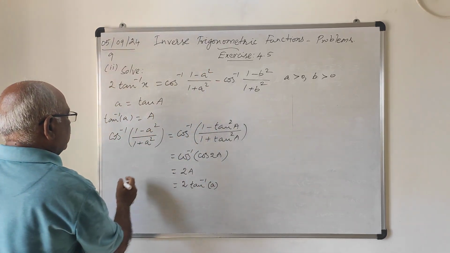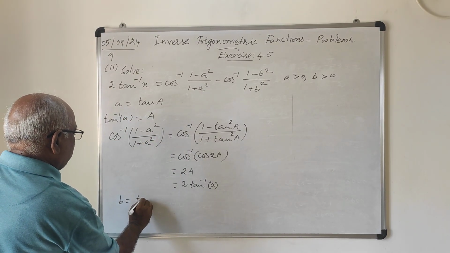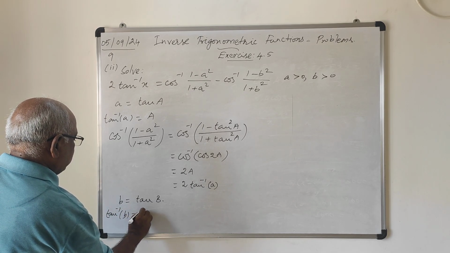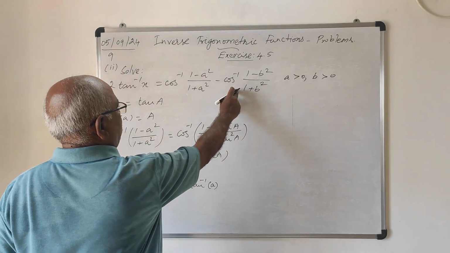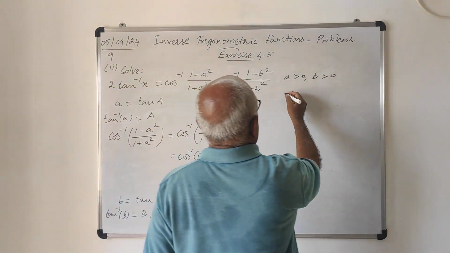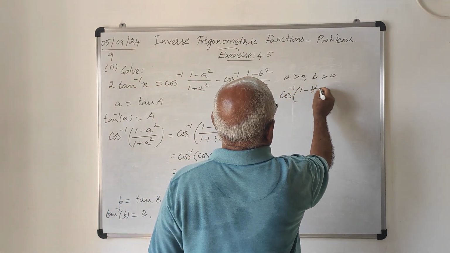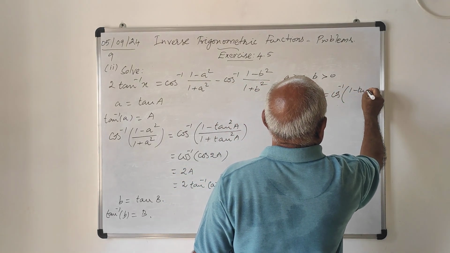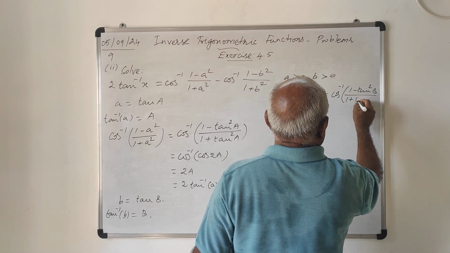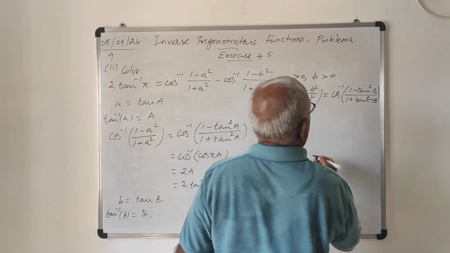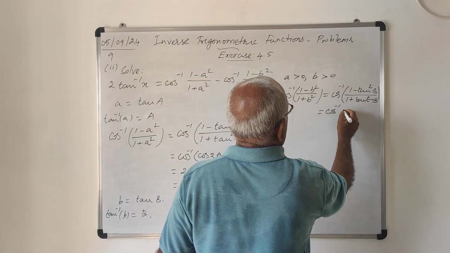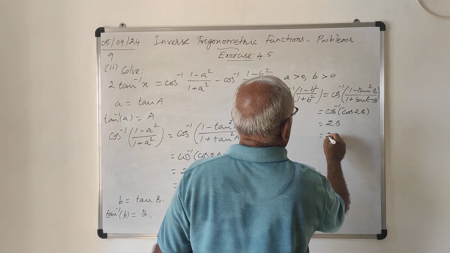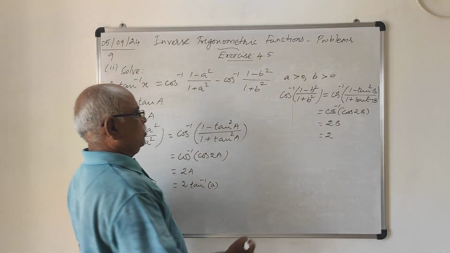Similarly, you substitute b equal to tan B. So tan inverse of small b equals capital B. From this expression you will get cos inverse of (1 minus b square) by (1 plus b square) is cos inverse of (1 minus tan square B) by (1 plus tan square B). That is equal to cos inverse of cos 2B, that is 2B, that is 2 into B, which is 2 tan inverse of small b.